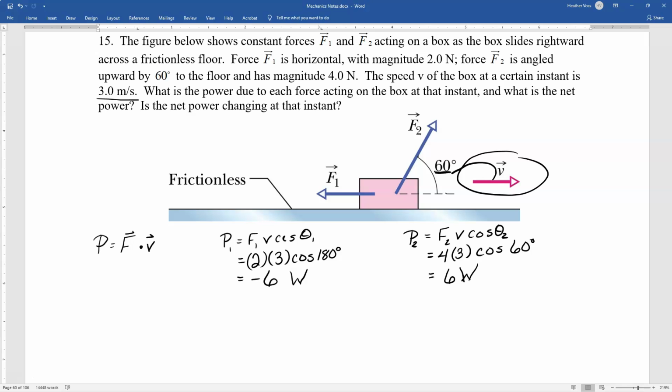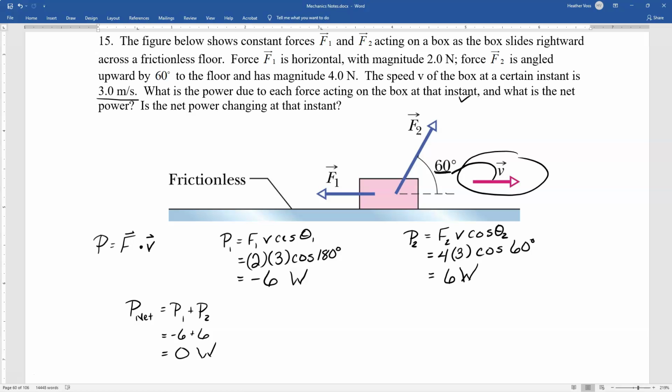So I have the power due to each force acting on the box at that instant, so big check there. What is the net power? What is the sum of all of the power happening at this time? Well, that's going to be power 1 plus power 2, which means we're going to have -6 watts plus 6 watts, which gives me a net power of 0 watts.